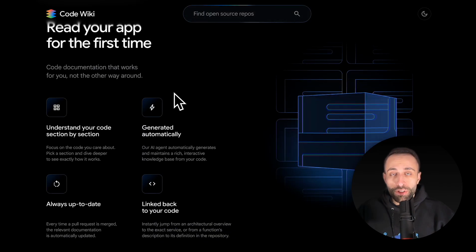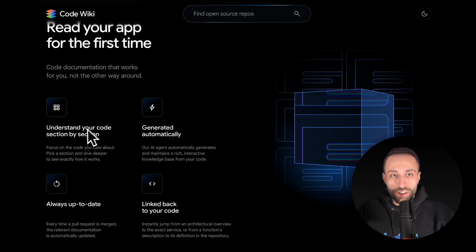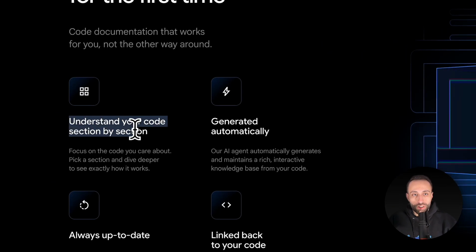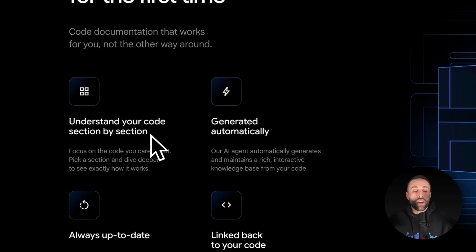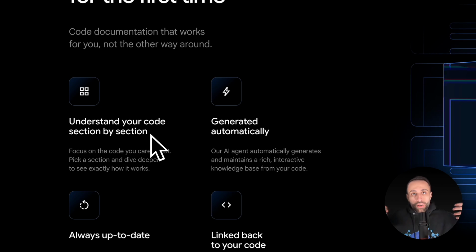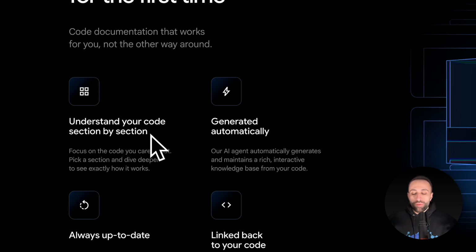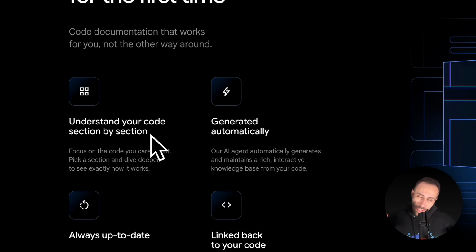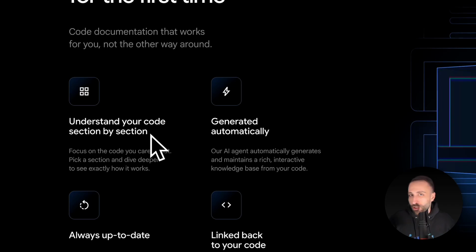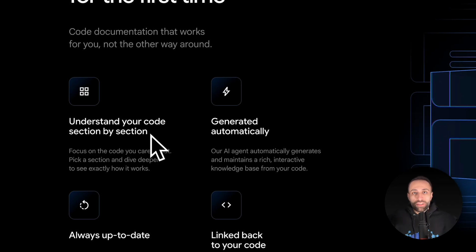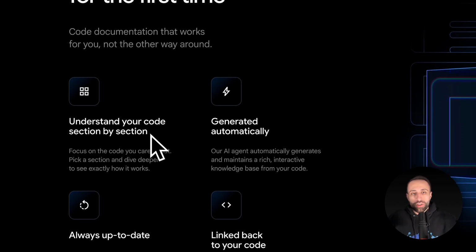Now let's get into some more details of the features of this Code Wiki. First of all, you can literally understand your code section by section. So you can zoom in and zoom out from the content of your repo. If you want to go all the way deep to a specific part of code or function, you can do that, or go all the way back and at a high level ask architectural questions.